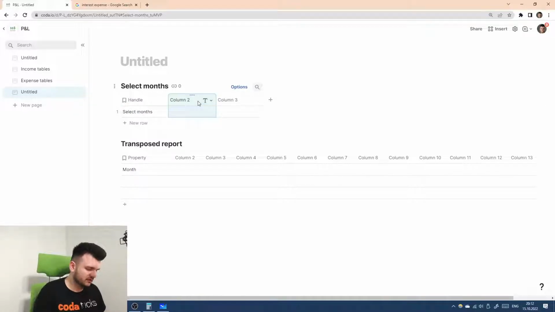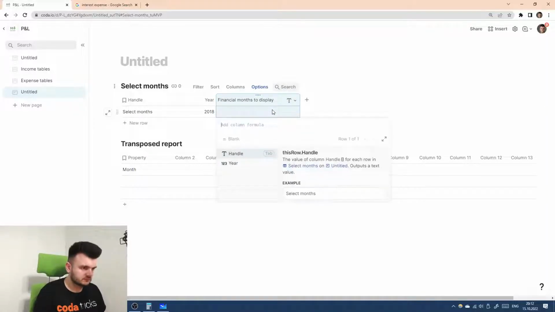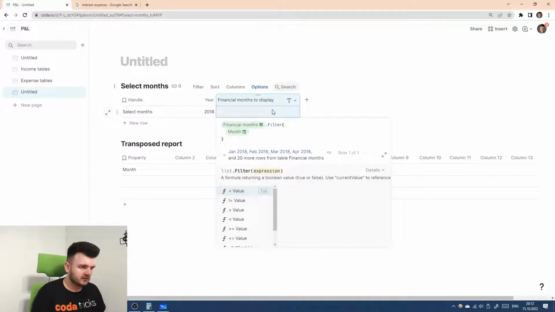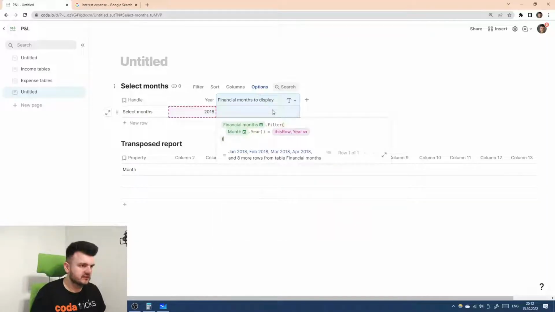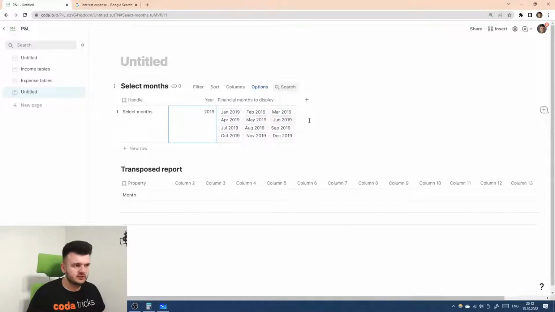And this is going to be, let's say, select a year, 2018. And here we try to look up all financial months to display. Financial months, filter where year equals the year we want. So we type 2019, and we have all the months from 2019.